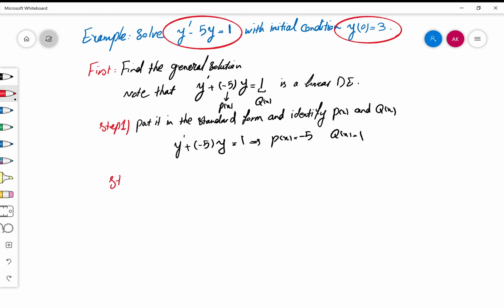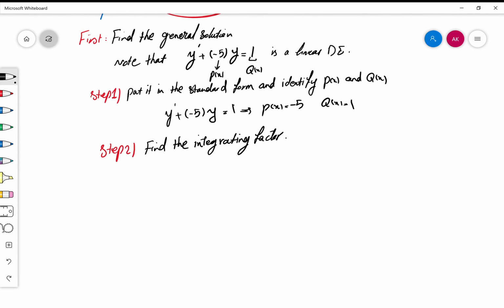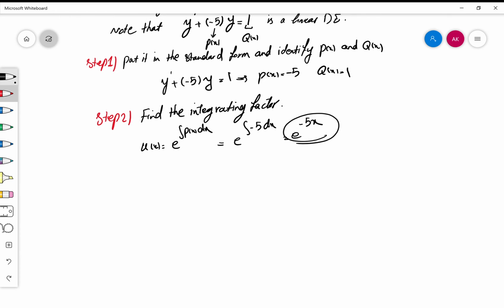Okay, then step 2 is find the integrating factor. For that, we need to know the formula. u, the integrating factor, is e to the power integral of p(x) dx. And for us, this is -5 dx, and that is e to the power -5x. That's the integrating factor.